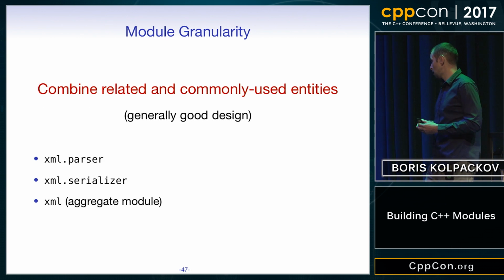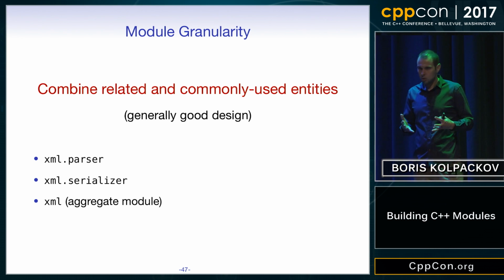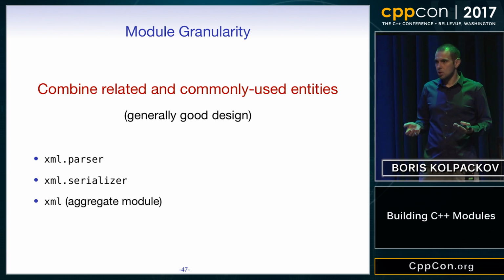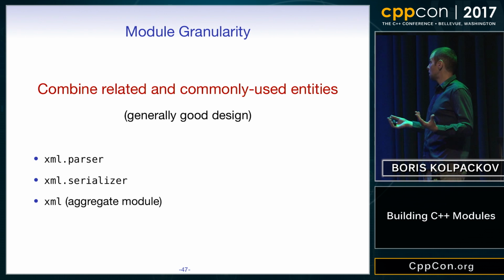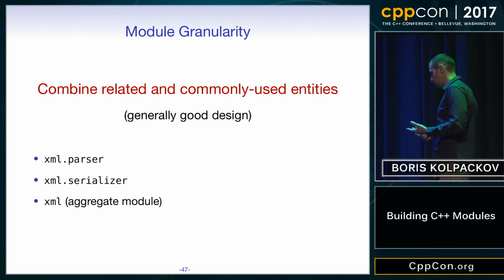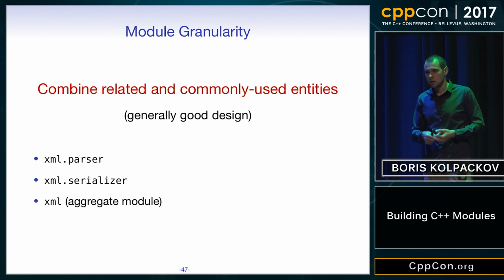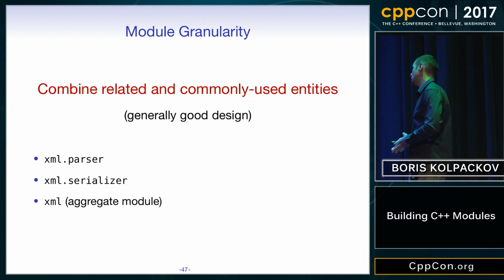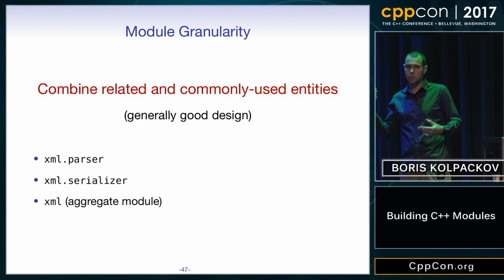So the guideline we came up with is to combine conceptually related and commonly used entities into modules. And this happens to also be a generally good design. Just to give you an example, let's say we are writing an XML library which provides parsing and serialization. It's fairly common for applications to only use one of these two functionalities, so it makes sense to provide two modules. We can also provide an aggregate module for ease of importation, though in this case, importing two modules instead of one is not a big difference, so I would personally not even bother.